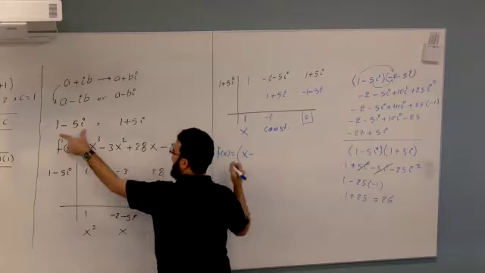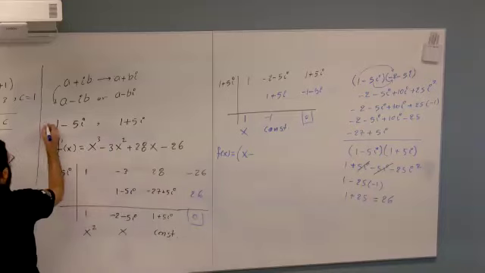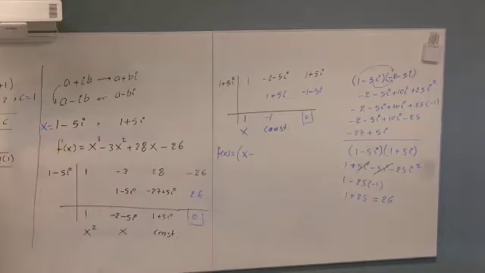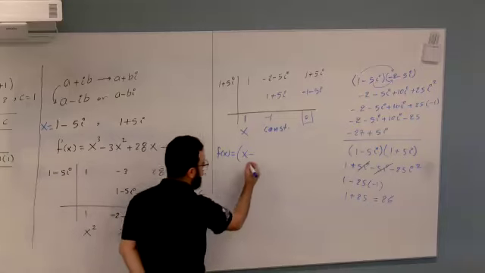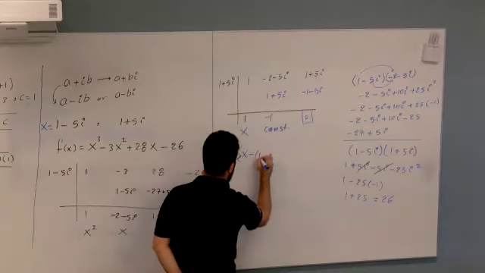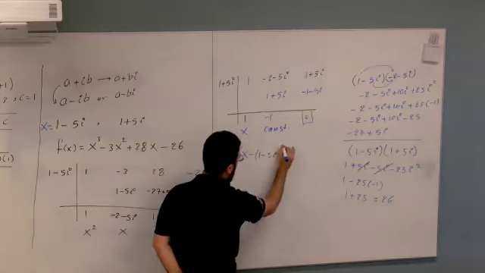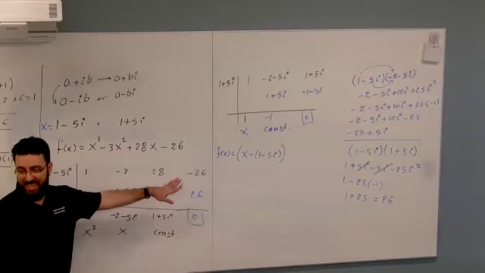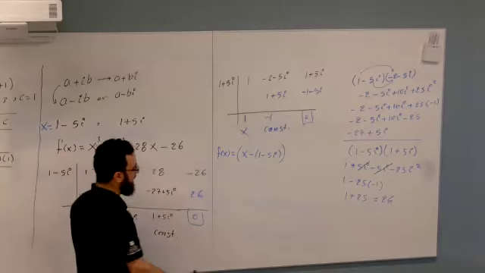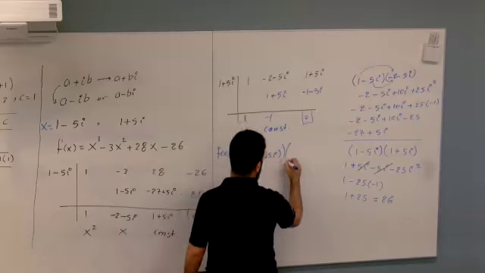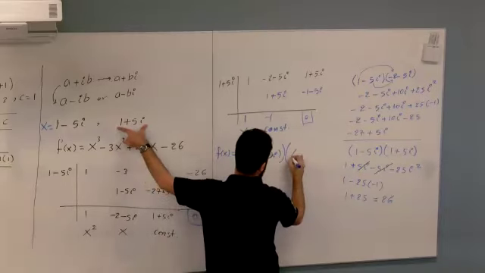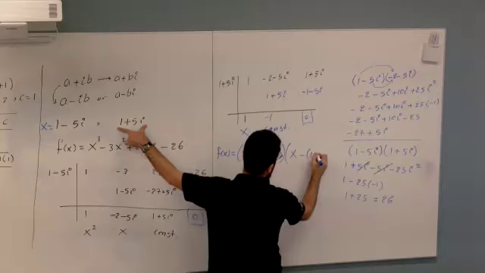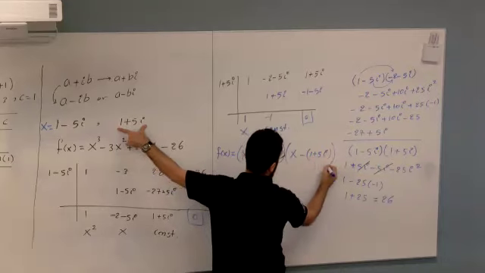x equals this number, right? Now move this one to the left side. That means x minus the whole thing here, right? So x minus parentheses 1 minus 5i. You got what I'm writing down? Yes or no? What about the next zero? The next factor, which is the positive one, is going to be x minus 1 plus 5i.